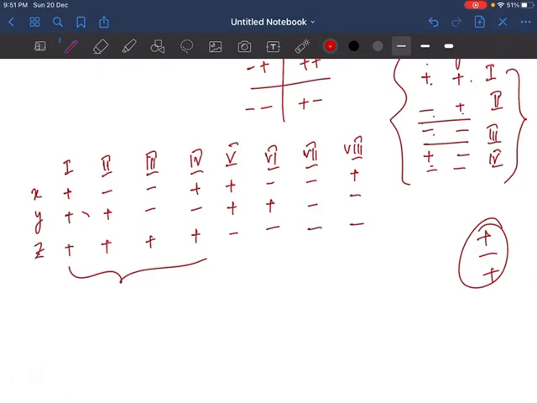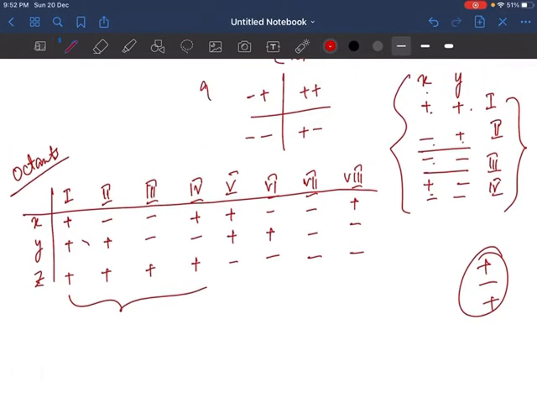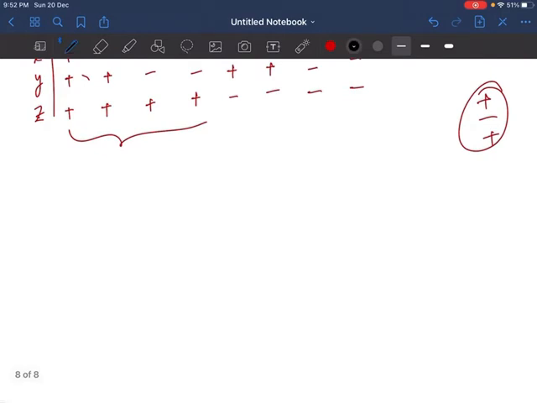So these are basically octants. In 3-dimensional geometry, we get octants. In 2-dimensional geometry, we got quadrants. In 3-dimensional geometry, we will get octants. Now let's do exercise 12.1.